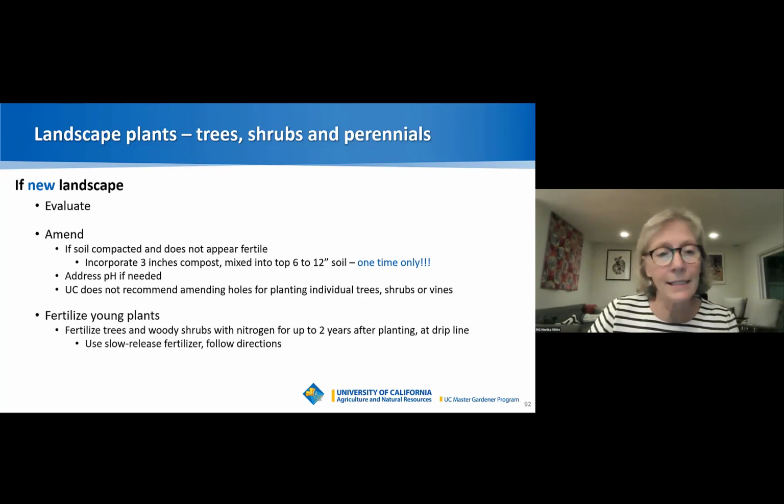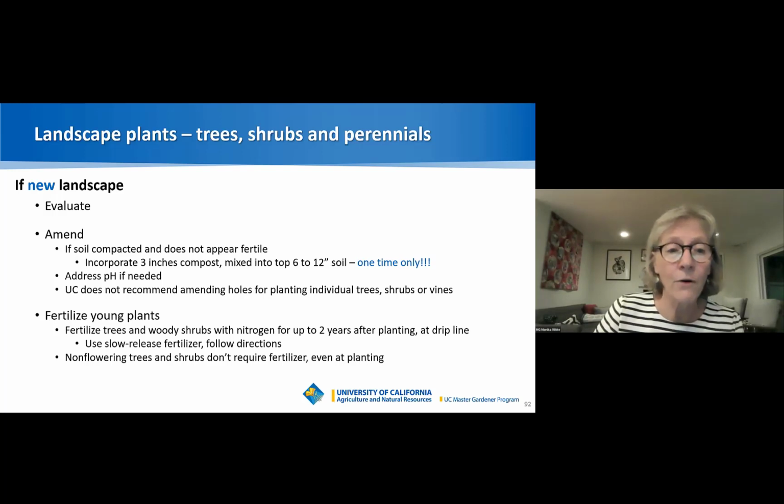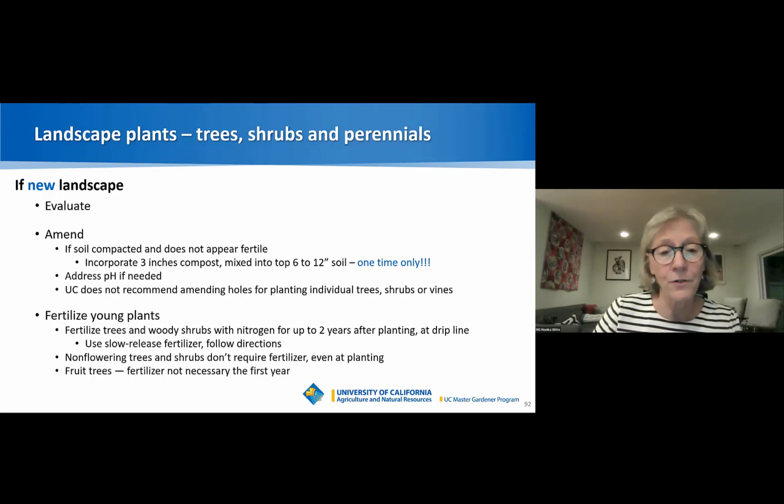What about young plants? You want to fertilize trees and woody shrubs with nitrogen for up to 2 years after planting at the drip line, which is at the edges of where the twigs are, and use a slow release fertilizer and follow the directions. Non-flowering trees and shrubs don't require fertilizer even at planting. And for fruit trees, fertilizer is not necessary the first year. Perennials should have a slow release fertilizer in the planting hole.